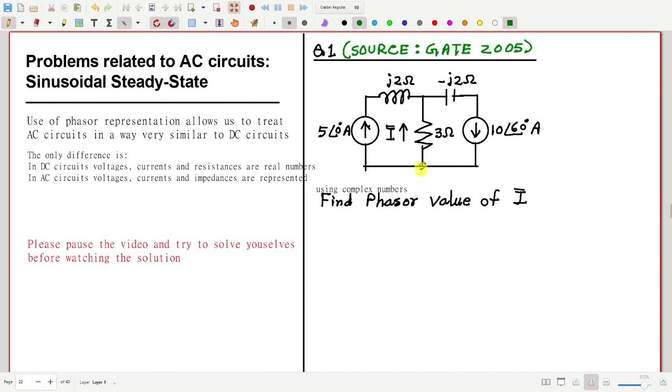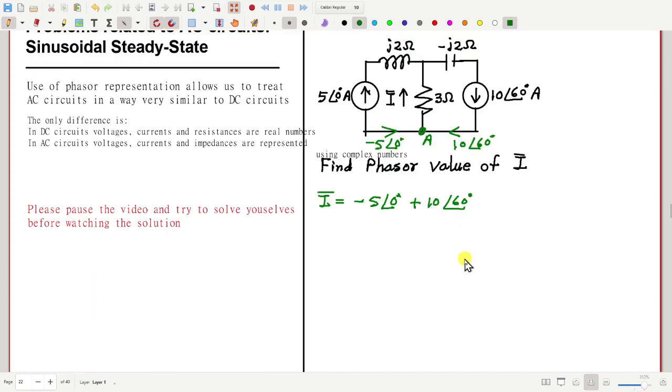Like here, if you consider this lower node, call this node A, if you just apply Kirchhoff's current law here, we are done. Because the current coming from the left side is minus 5 angle 0 degree, and the current coming from the right side is 10 angle 60 degree. So I bar will be equal to the sum of these two currents, minus 5 angle 0 degree plus 10 angle 60 degree. You can do this algebraically, or you can draw a diagram, whichever you like.